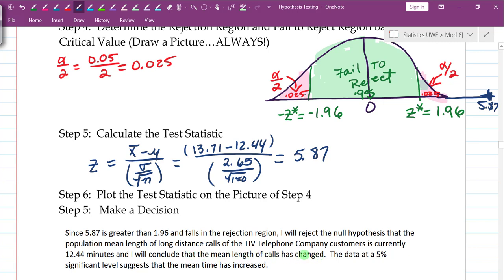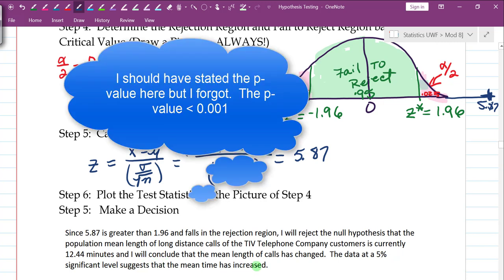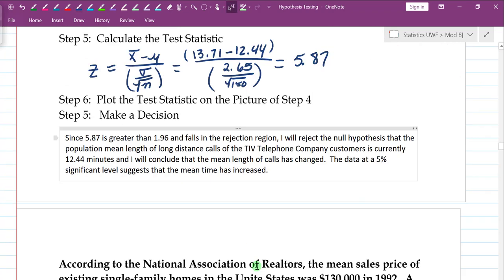and I will conclude that the mean length of the calls has changed. I cannot say that it has increased. I can simply say that it changed because that's what my test was for. My test was for change only. The data at a 5% significant level, list that, suggests that the mean time has increased. It just suggests that. I can't conclude that that has actually happened.